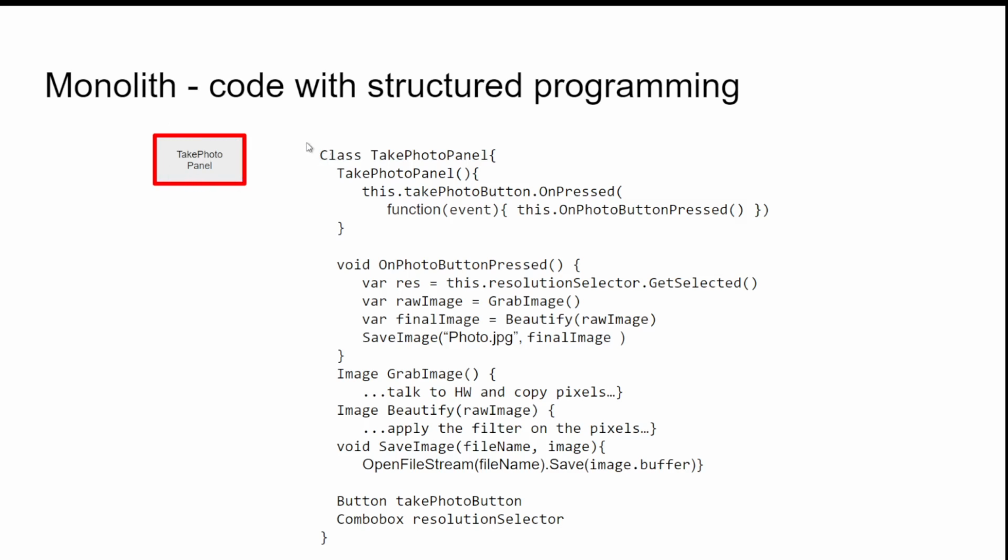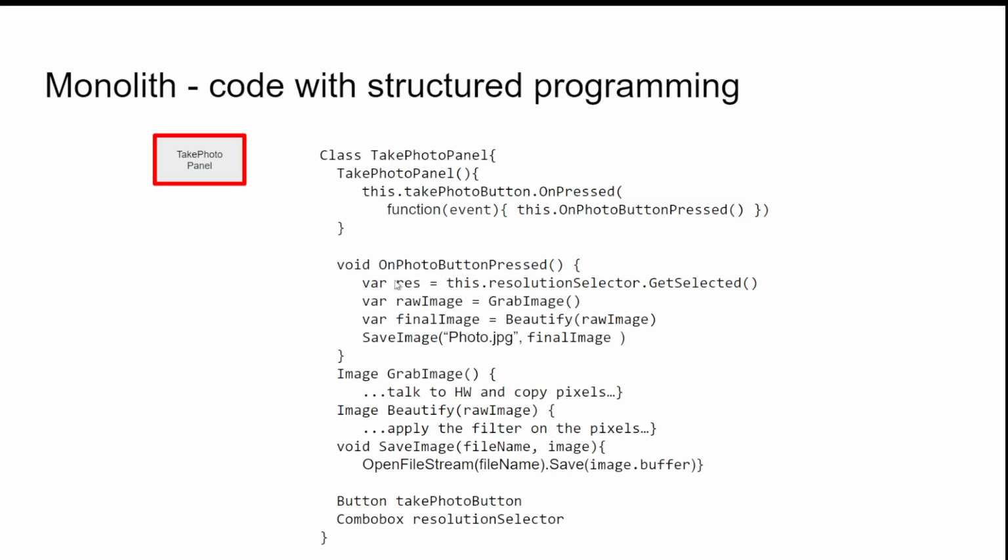I don't really consider it significantly better than putting everything into one class, but actually this is a tiny step forward. As you can see, we still have the constructor, and in the constructor we are registering the function again, but now this function is not implementing the functionality directly; it is delegating it to this on photo button pressed function. Then it goes on.